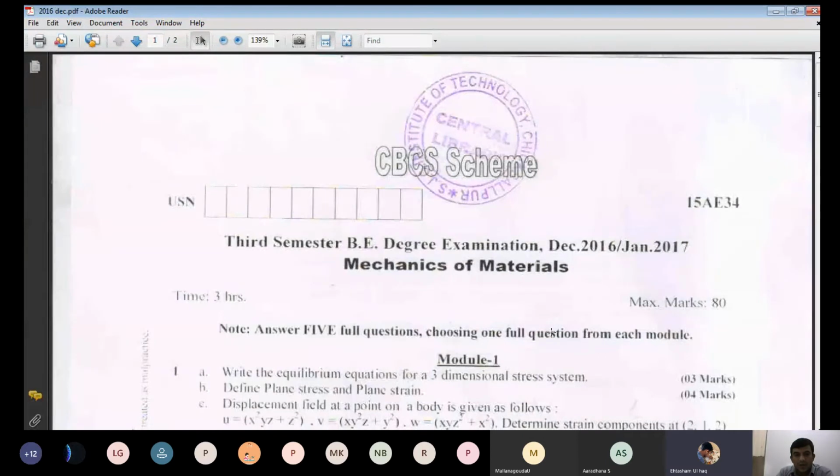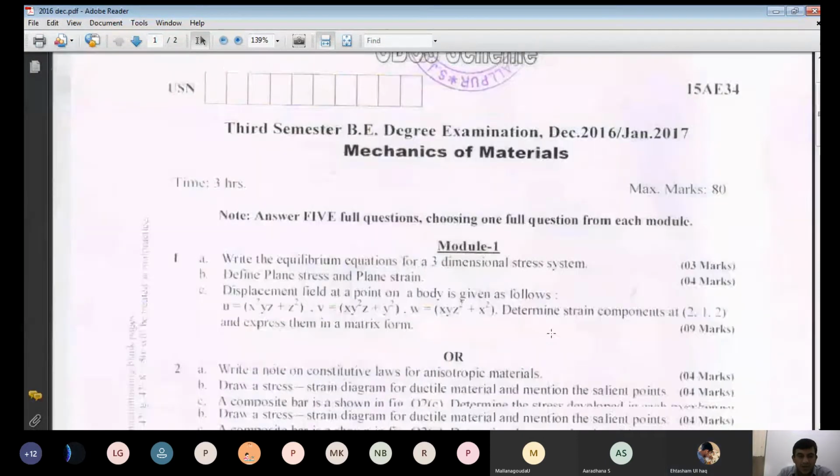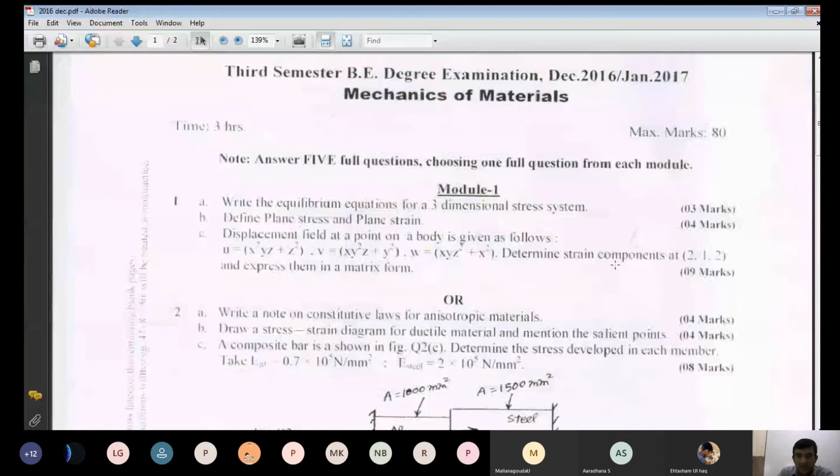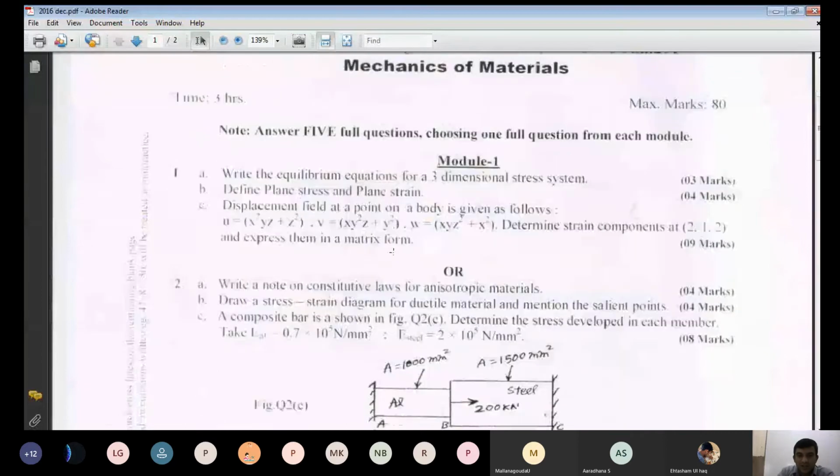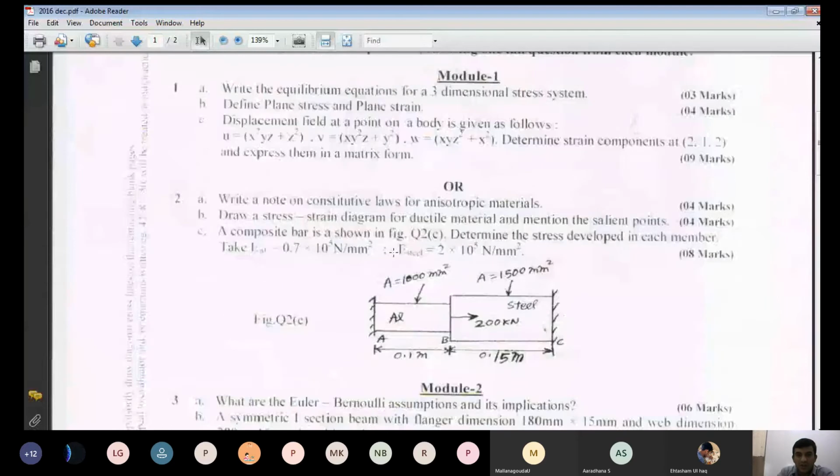Okay. Now the first model, first question, we will not discuss here. We'll come to it later, one or two classes are required for that. Now see the second question, model 1, second question: write a note on the constitutive law of anisotropic material. Again, this is not in your syllabus, because the syllabus has changed from scheme to scheme. If you go for the previous scheme, the syllabus is entirely different from yours.